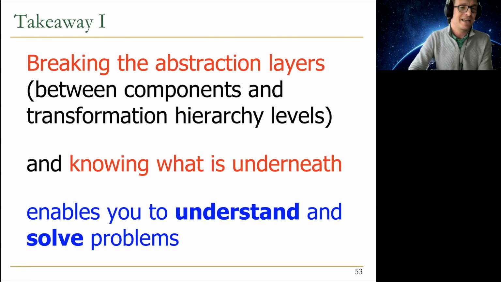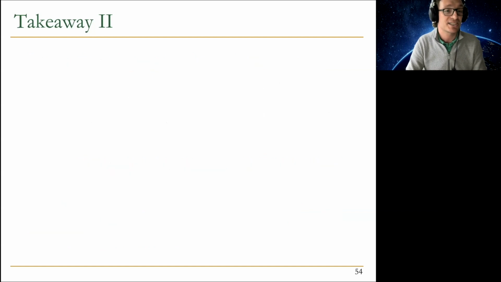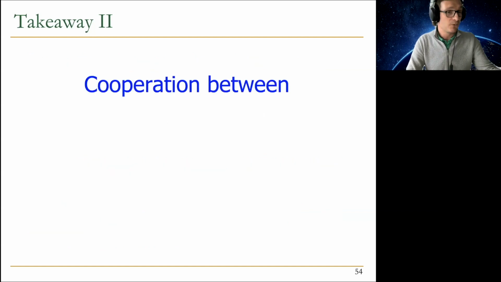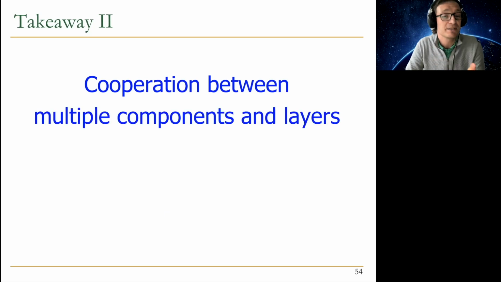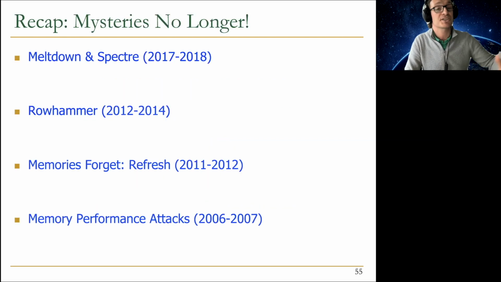Okay, so again, my takeaway is breaking the abstraction layers between components and transformation hierarchy levels and knowing what is underneath enables you to understand and solve problems and essentially design better systems. The second takeaway, hopefully, will be clear. Cooperation between multiple components and layers can enable more effective solutions and systems. And that was how we started the course also. We want hardware-software cooperation. We want cooperation across the stack.